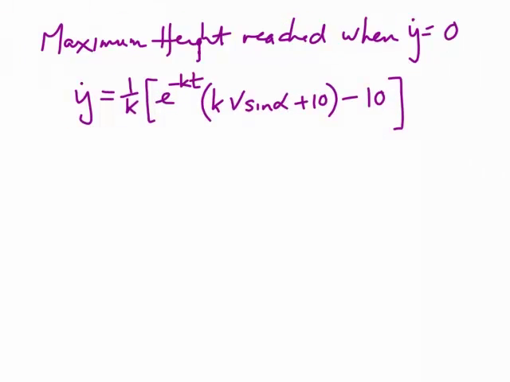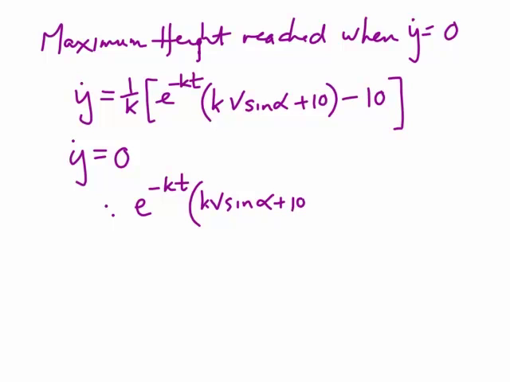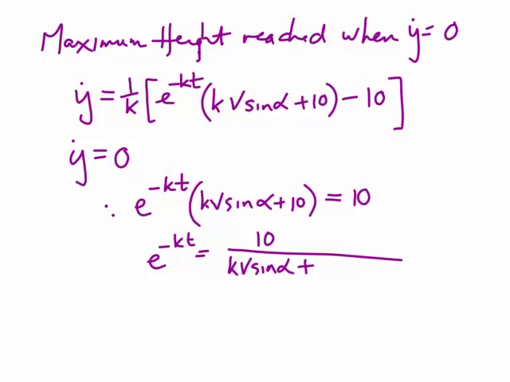Okay, we're now going to try and find the maximum height reached, and we know we have to set y dot equal to 0. If y dot is 0, we can therefore say e to the minus kt times this expression, k v sine alpha plus 10, is going to equal 10. So we divide, and we get e to the minus kt is equal to 10 over kv sine alpha plus 10.